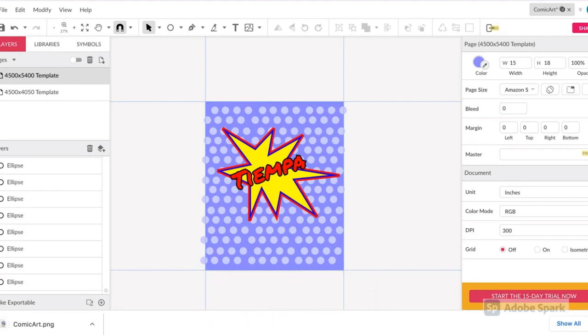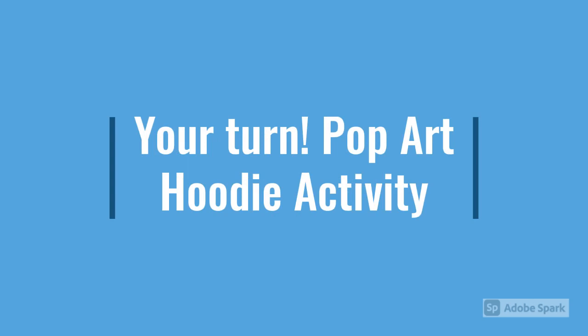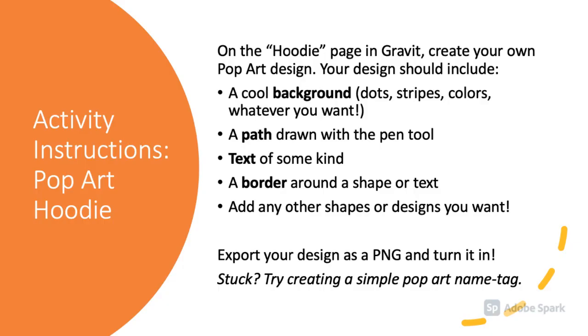Now that you've followed this tutorial to learn how to make pop art designs in Gravit, it's time to make one of your own. On the hoodie page in Gravit, create your own pop art design. Your design should include a cool background. You can use dots, stripes, colors, or anything else you want, a path drawn with the pen tool, text of some kind, a border around a shape or text, and any other shapes or designs that you want. When you're done, export your design as a PNG and turn it in.